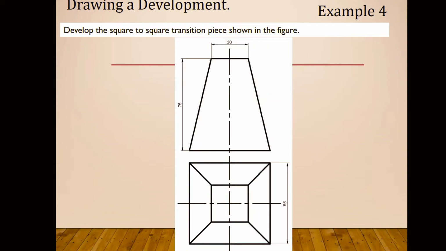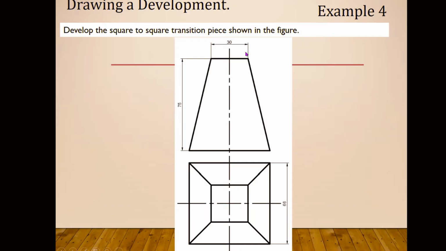All right, now let us say we are given this workpiece, this transition piece from a small square to a bigger square. My small square has 30 millimeter sides, the bigger square has 66 millimeter sides, and the height is 75 millimeters. So what do you do here now?